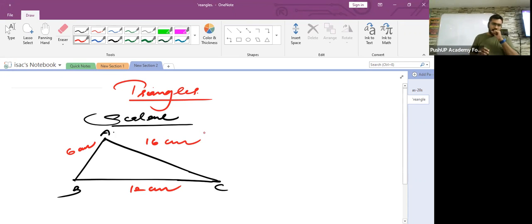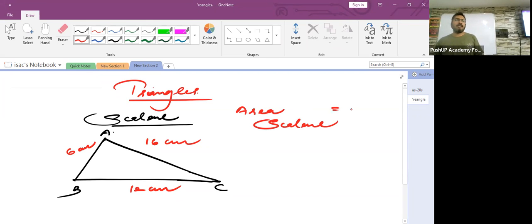No problem, right? So these kind of triangles, children, whose all the three sides are different in measurement, they are known as what? Scalene triangles. Okay? These kind of triangles whose all the three sides are unequal or different, they are known as scalene triangle. Now, if I ask you how to find the area of a scalene triangle when all the three sides are given to you?